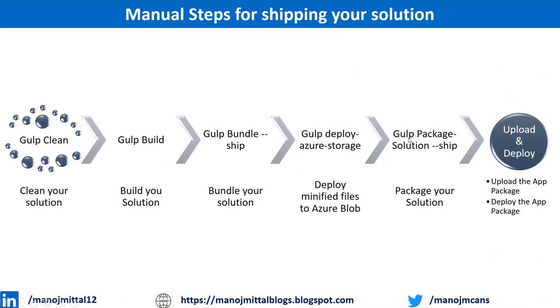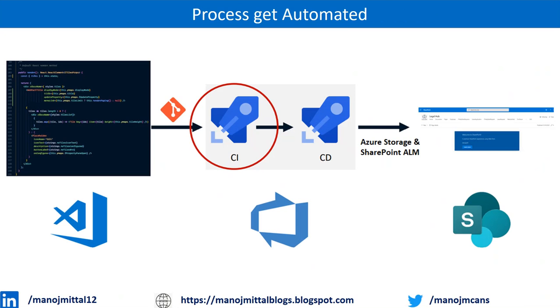And then the gulp package-solution --ship command will give us the package of the entire solution, which we can upload and deploy to the respective catalogs, whether it's the site collection or the tenant level catalog. So let's see how this process works, so we can automate this entire process.